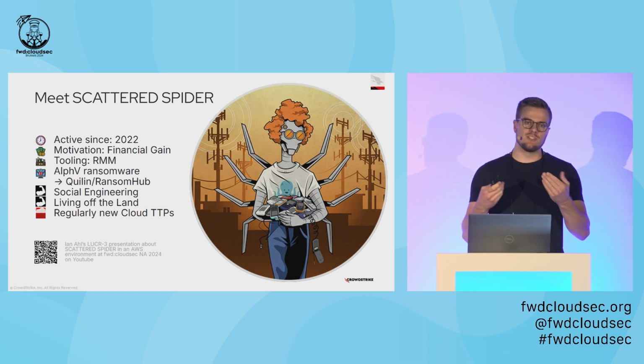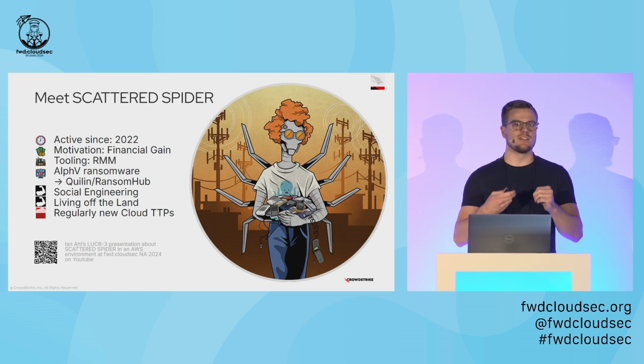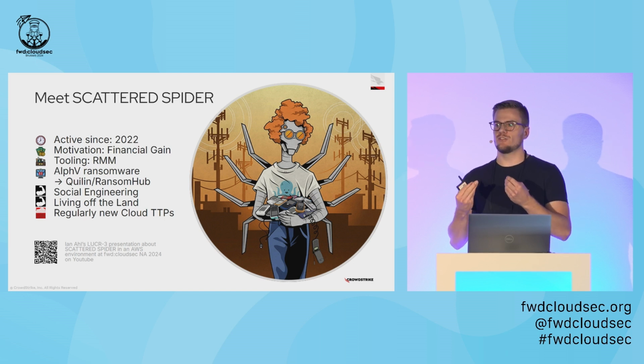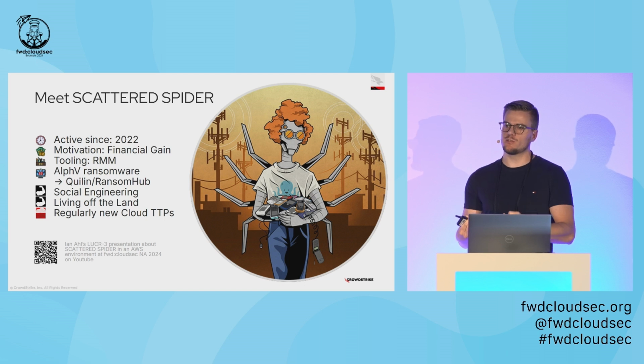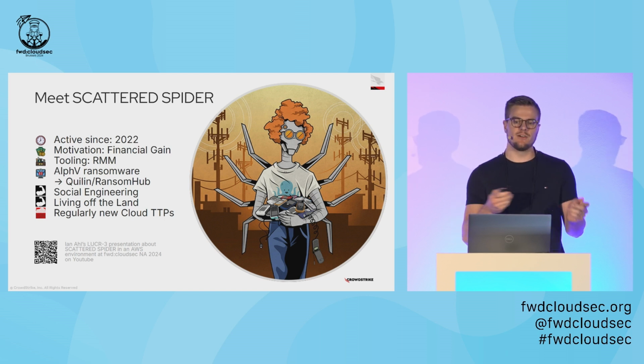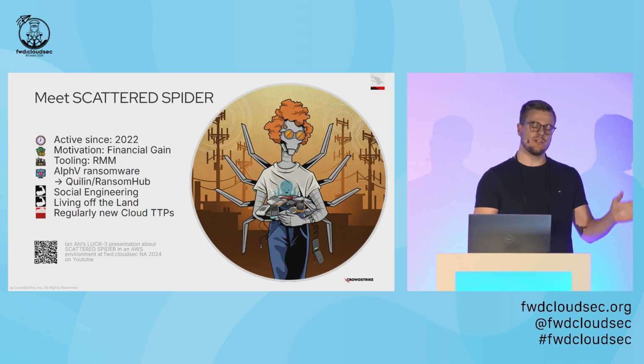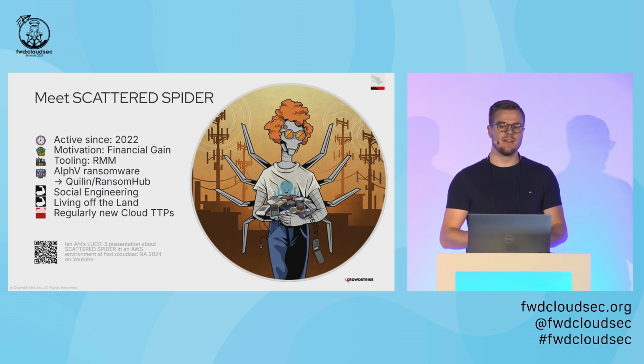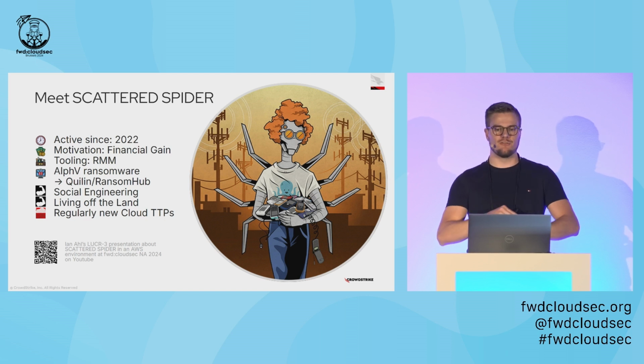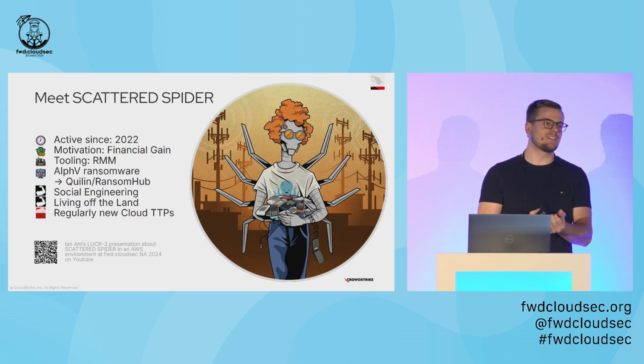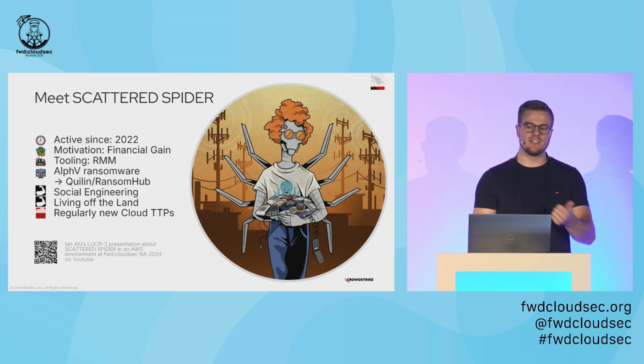Now, Scattered Spider is very skilled in social engineering and adept at living off the land, and they are so interesting to watch from a cloud threat intelligence perspective because they regularly come up with new TTPs in the cloud. Now, Ian Ahl gave a great presentation about LUCR-3, which is what we track as Scattered Spider, at fwd:cloudsec North America this year. And in his presentation, he focused on an intrusion involving Scattered Spider being active in an AWS environment. So for our presentation, we will instead look at an intrusion involving Entra ID and GCP.